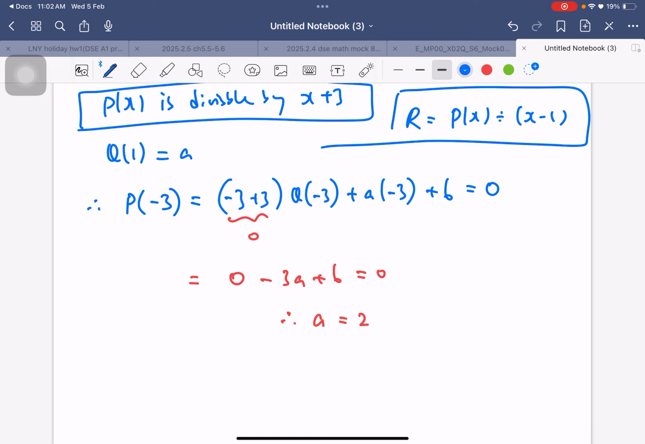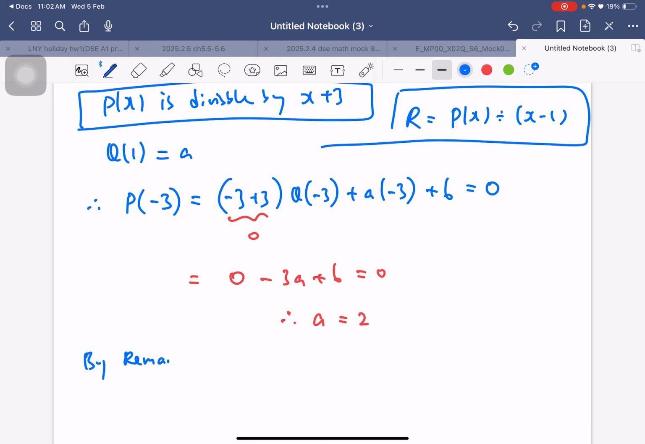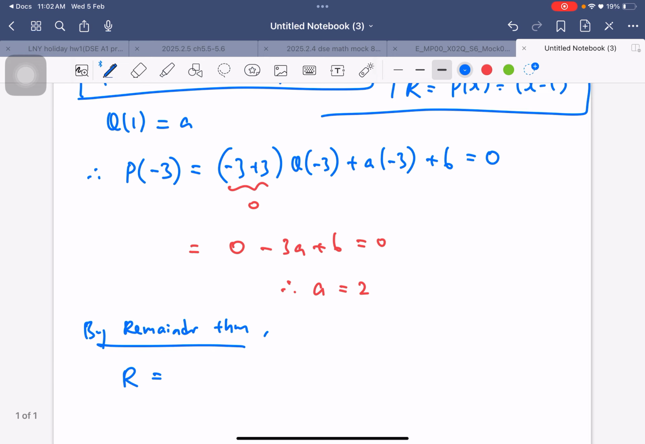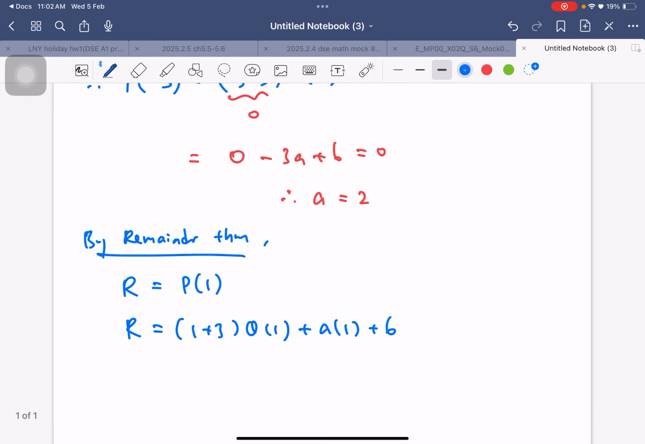Then we need to find out what is the remainder when P(x) is divided by x − 1, isn't it? So by the remainder theorem, the remainder is equal to P(1), isn't it? Is this okay? So when this is P(1), then the remainder is equal to (1 + 3) times Q(1) plus a times 1 plus 6. You just replace all of the x by 1. Okay?